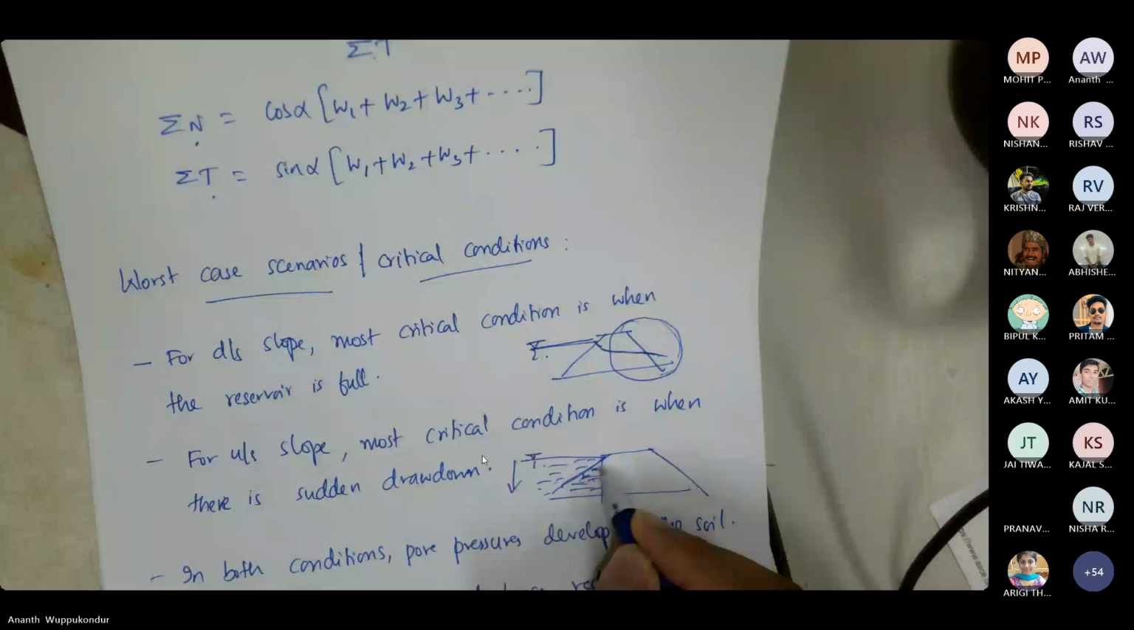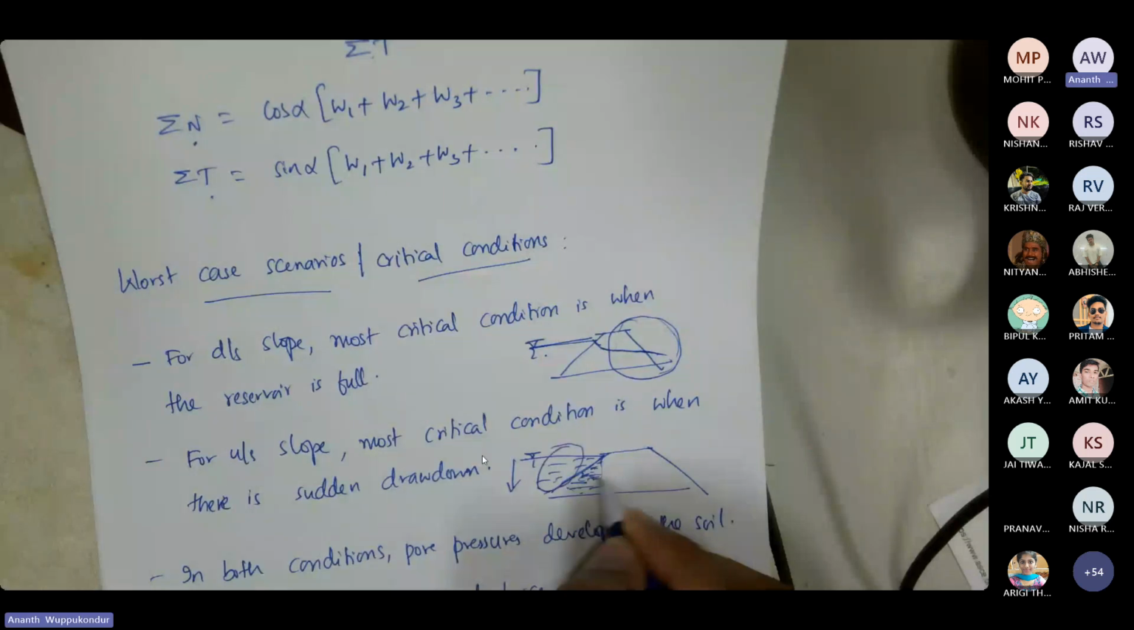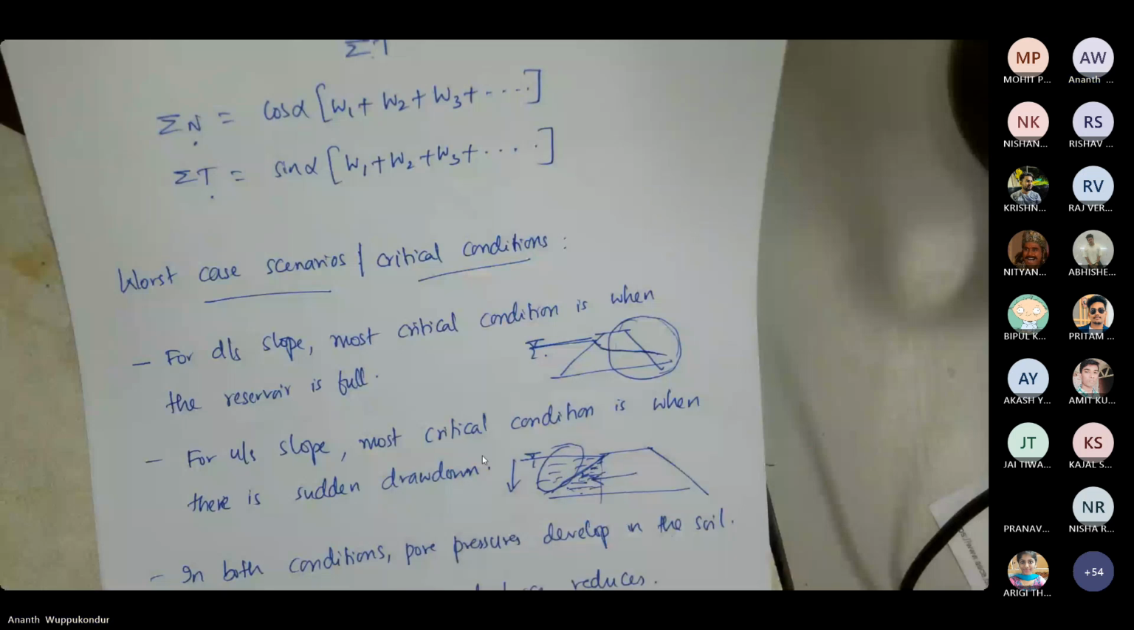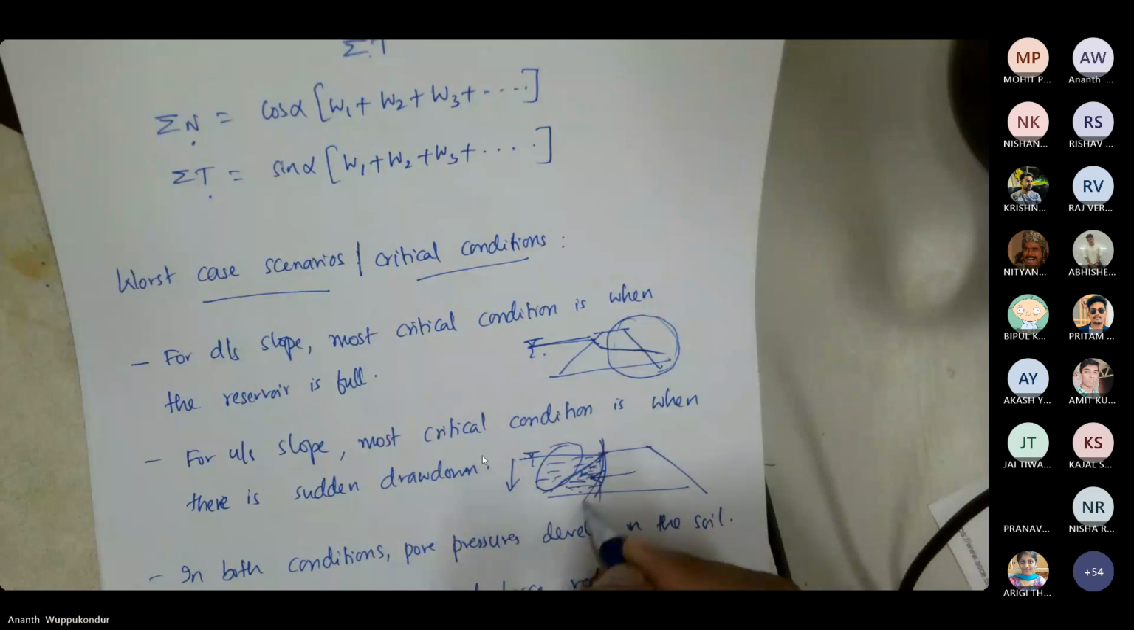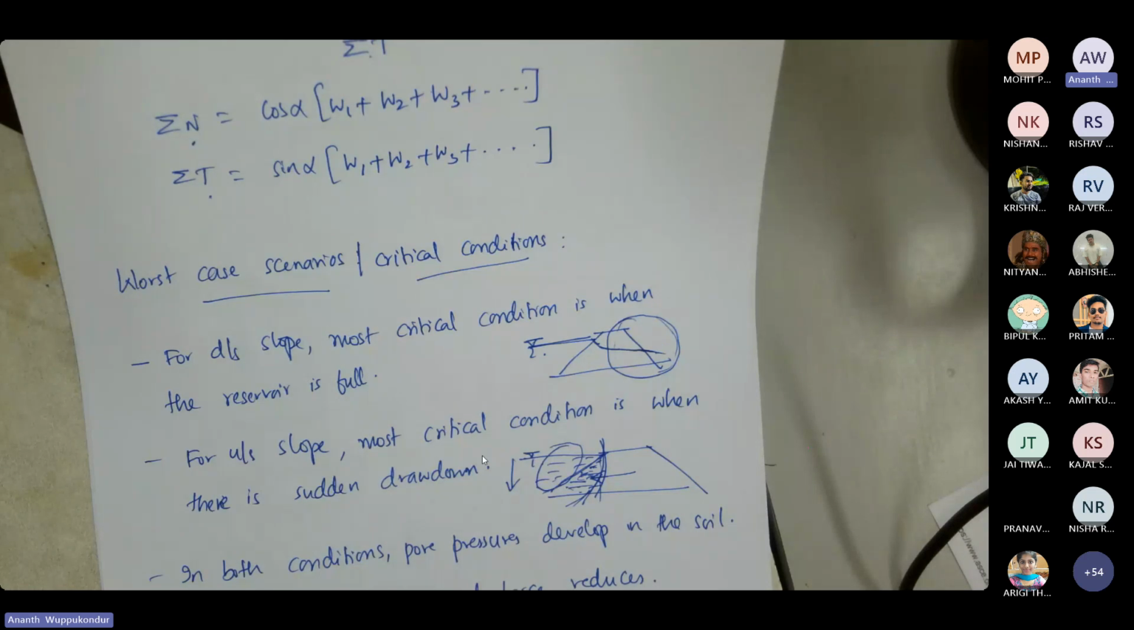And if you are losing water, then the soil is still saturated, but there is no water on the upstream. So what happens is there is excess pore pressure that comes from the soil to the upstream. So because of this excess pore pressure, there is a risk of this upstream slope failing. So there could be a failure because of this excess pore pressure that builds up in the upstream slope when there is no water in the reservoir. So that is why for the upstream slope, the most critical condition is when there is sudden drawdown in the water.